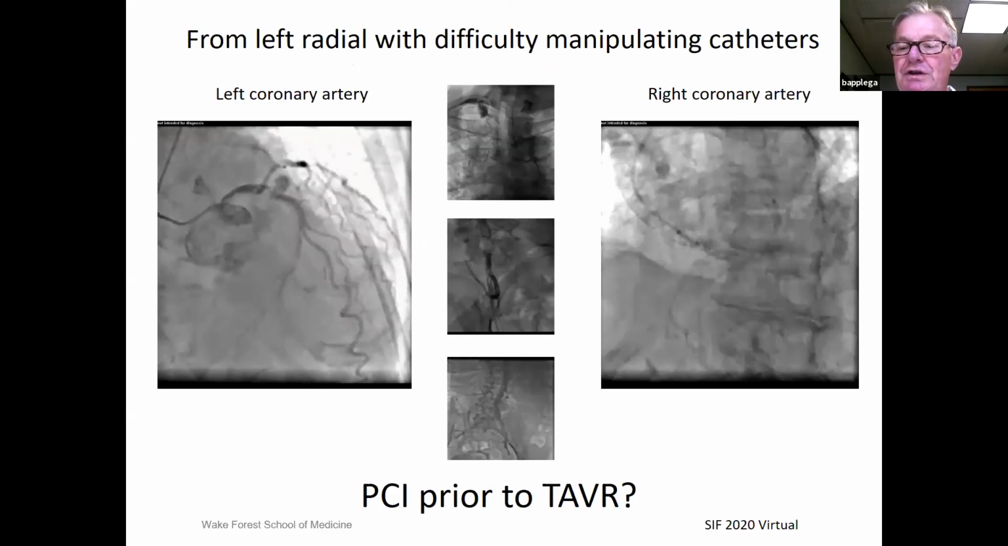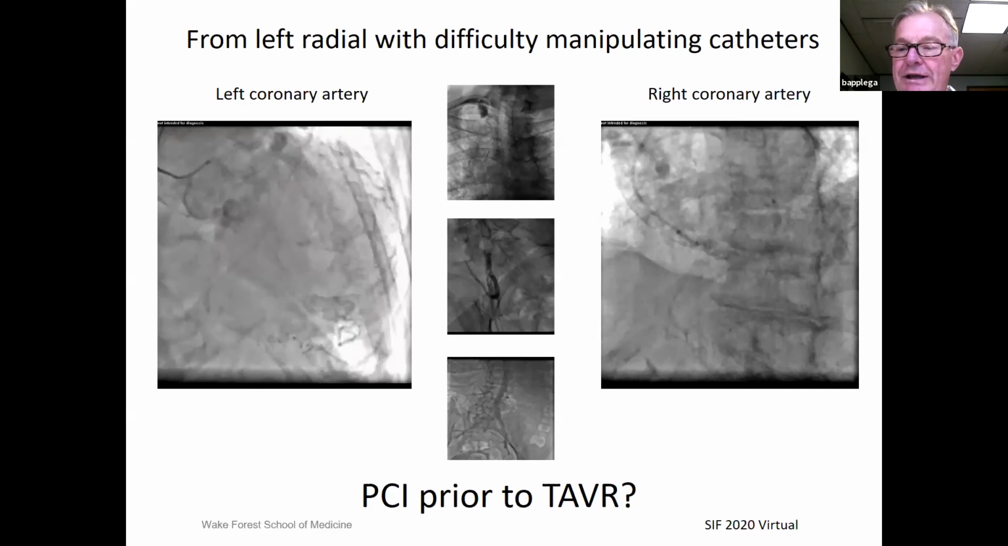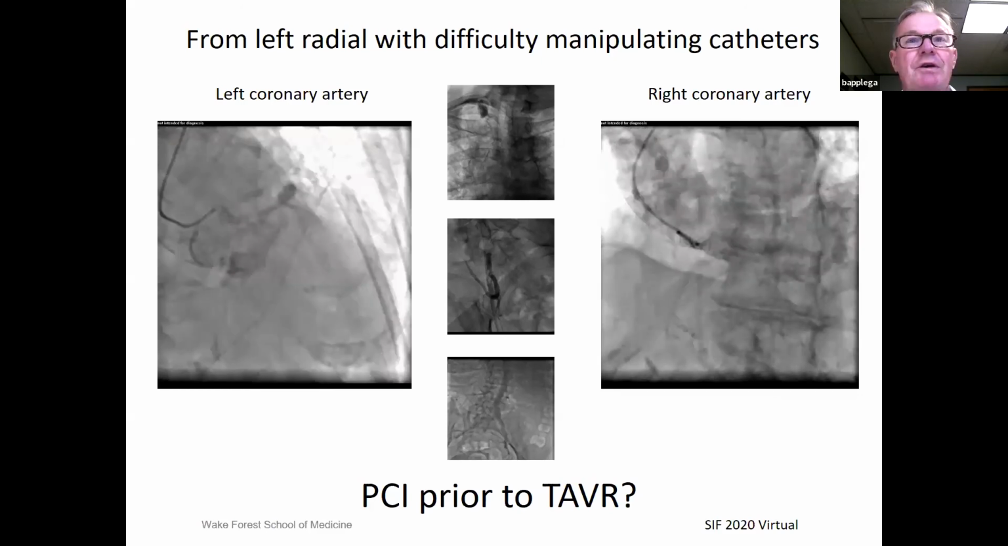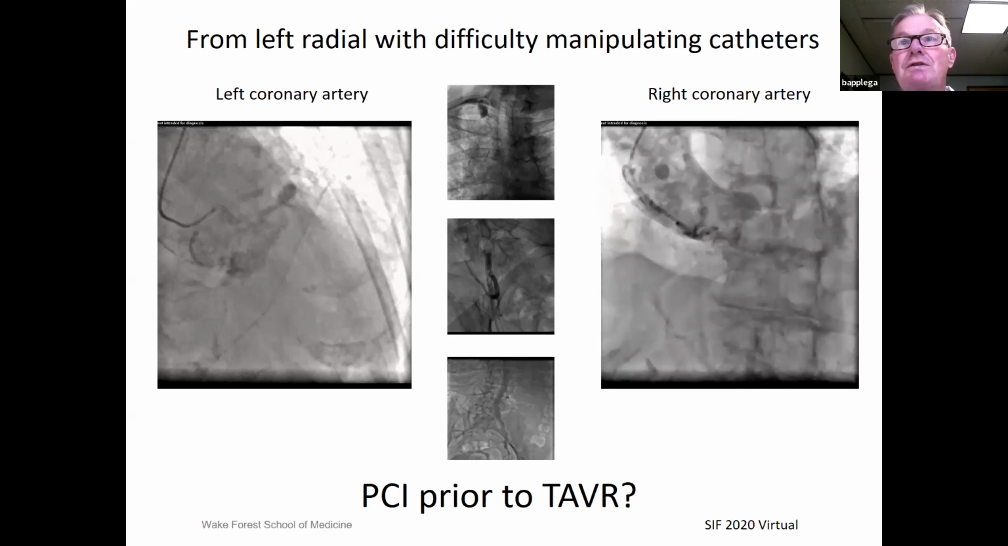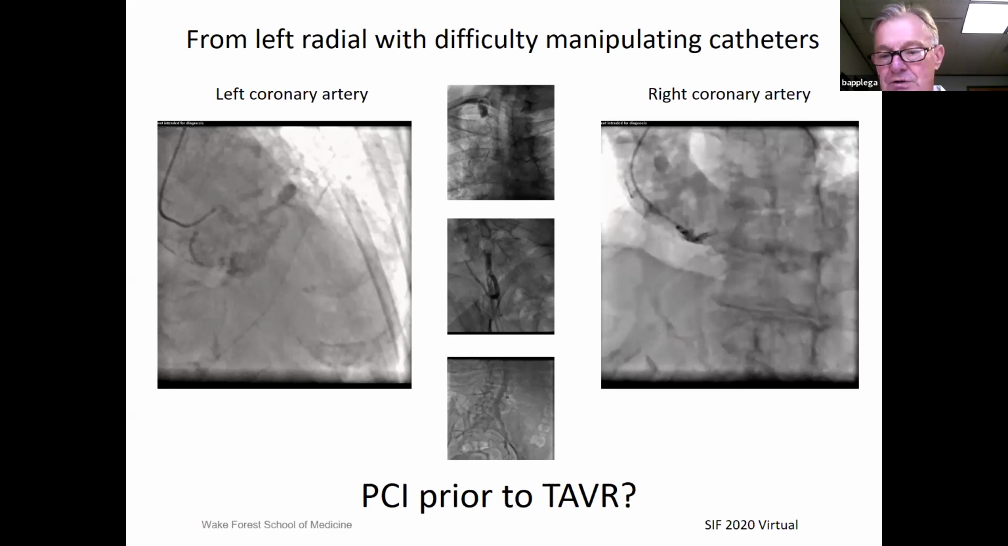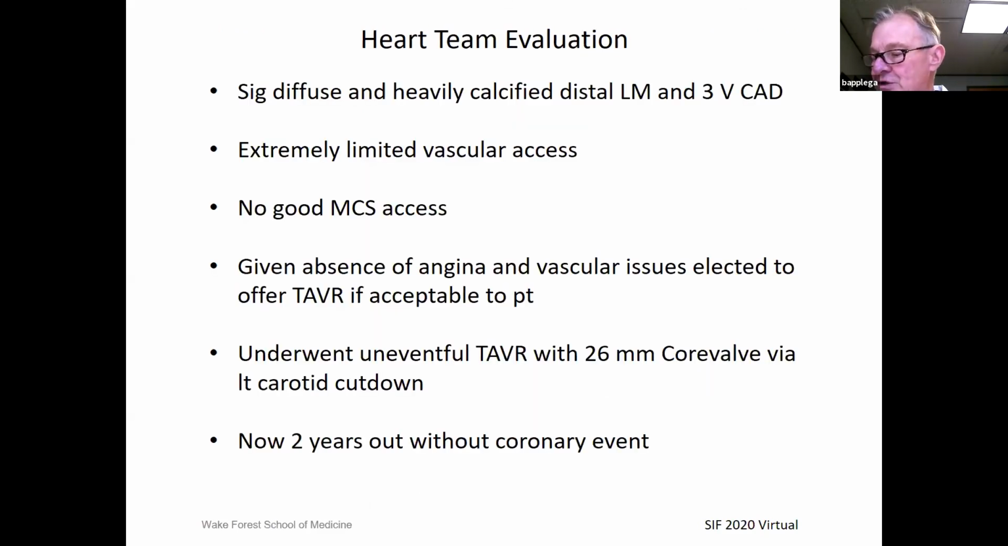This patient's vascular disease was extensive, with right brachiocephalic subtotal occlusion, right femoral artery occlusion, and tortuous left subclavian, although the catheterization was ultimately performed with extreme difficulty via the left radial artery. Shown here are her coronary angiograms revealing significant diffuse calcific disease of the distal left main and all the major epicardial vessels. The heart team evaluation of this patient recommended no revascularization given the absence of angina, complex coronary revascularization strategy needed, and extensive vascular issues noted above.